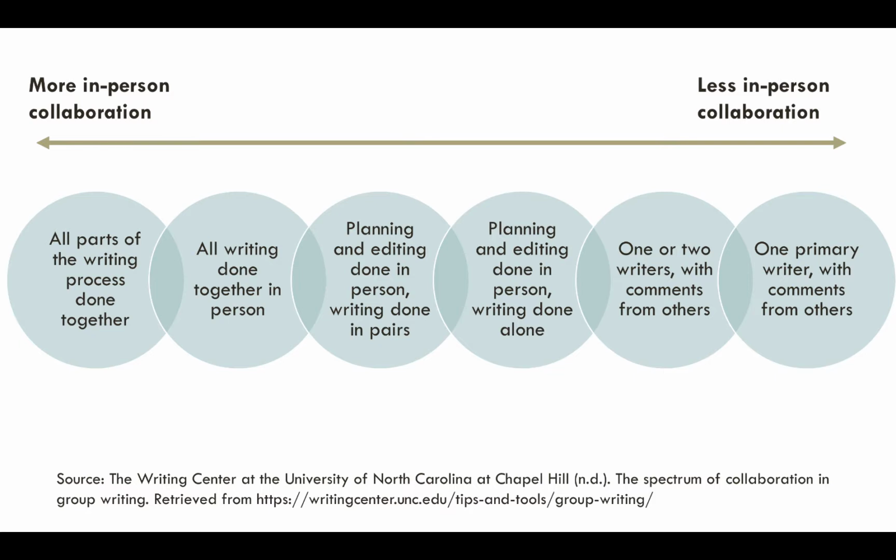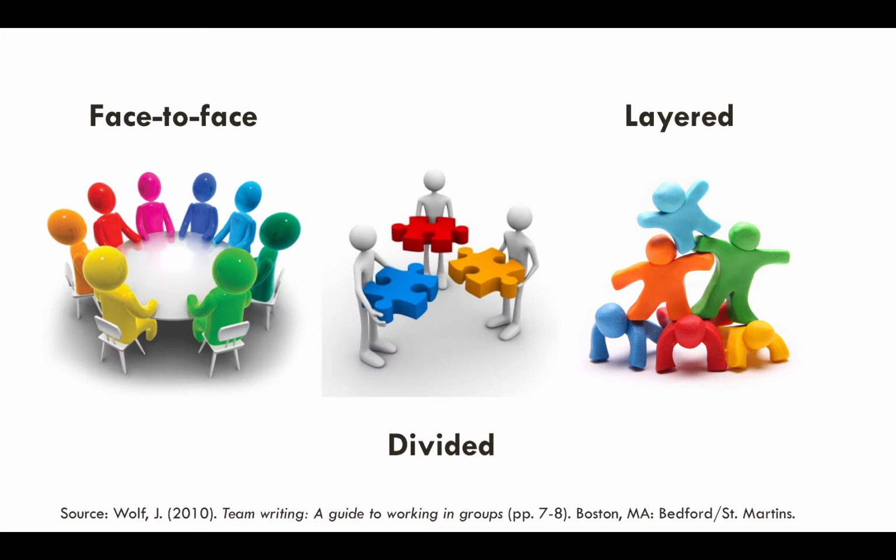If you've ever done an in-class peer review or had a consultation at the University Writing Center, you've collaborated in this way. But most group writing in the academic and professional realms falls in the middle of this spectrum. Some parts of the process, such as planning and editing, are done together, and some parts are divided and done separately. Joanna Wolf, in her book Team Writing, A Guide to Working in Groups, offers another, perhaps simpler way to think about your options for a group writing project. She gives 3 methods for collaboration.